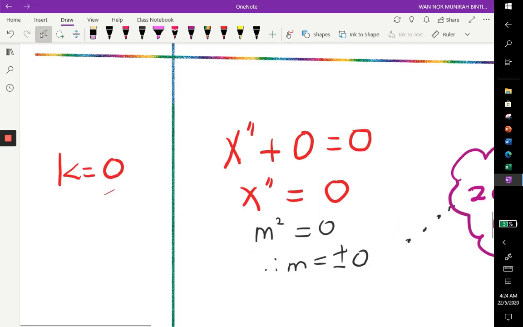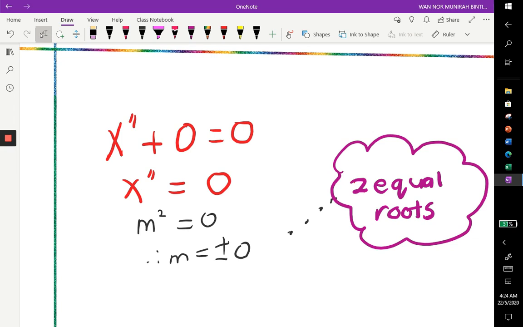Just now K was negative, so now K equals 0. Substitute into X double prime plus KX equals 0. When K equals 0, we have X double prime equals 0. Transform this equation into the form of the characteristic equation. We have M squared equals 0, so M equals plus minus 0, which is two equal roots.